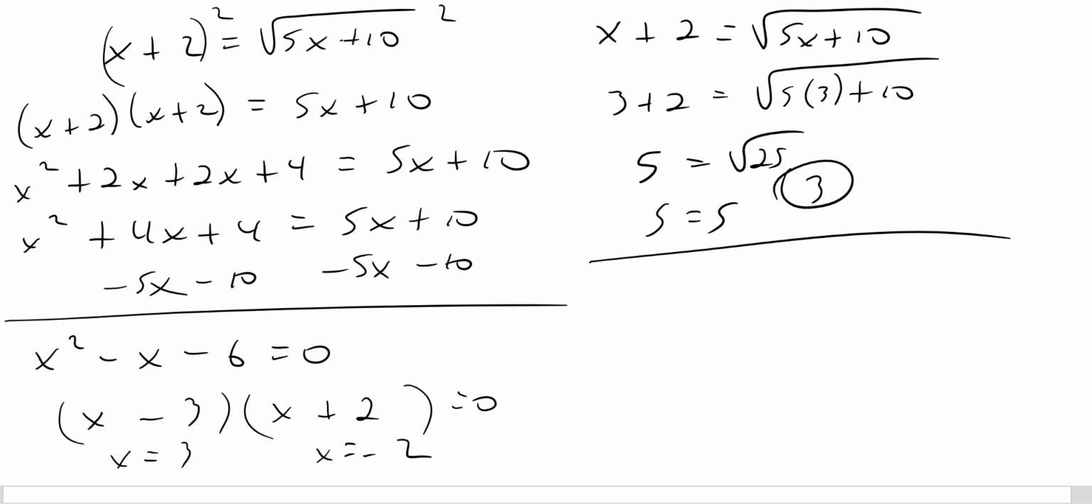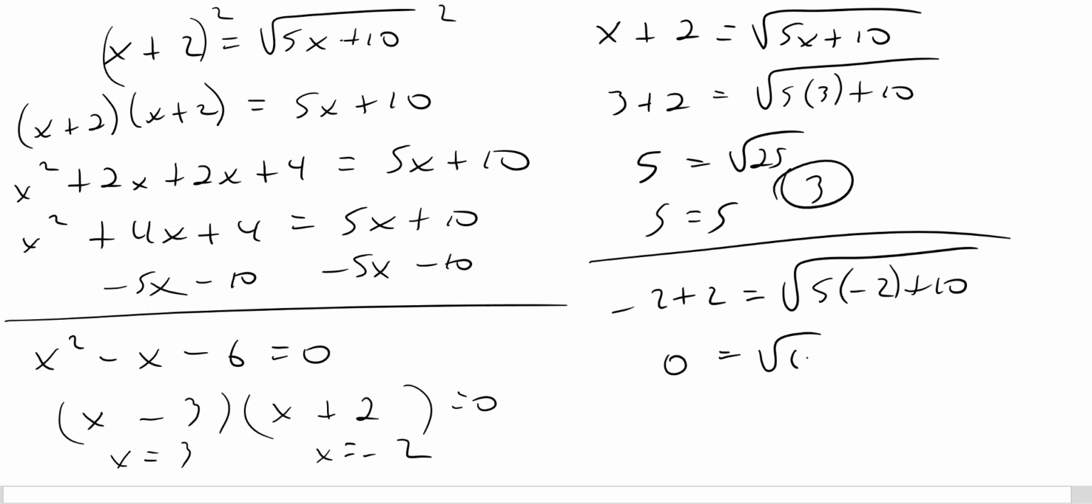Okay, let's do negative 2. If I put a negative 2 in here, I get negative 2 plus 2 is equal to the square root of 5 times negative 2 plus 10. So negative 2 plus 2 is 0, and 5 times negative 2 is negative 10 plus 10 is 0. Hey, all right. So 0 equals 0. So negative 2 is also an answer.